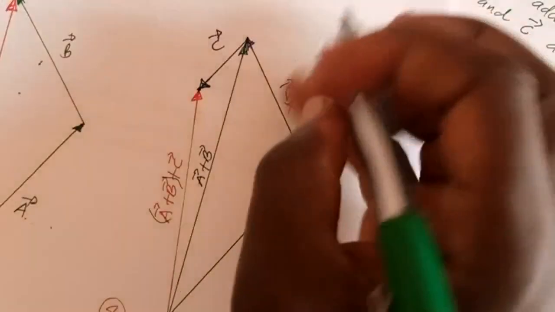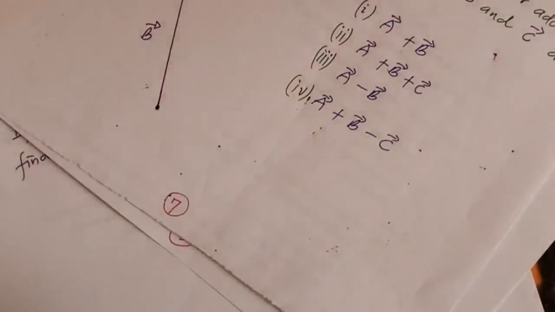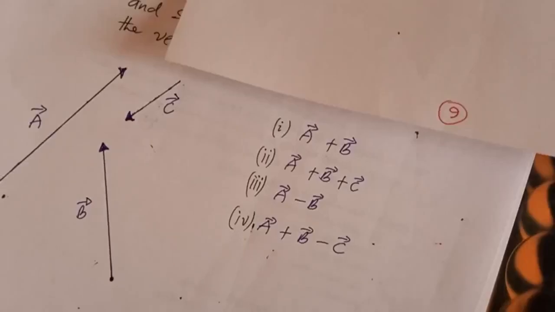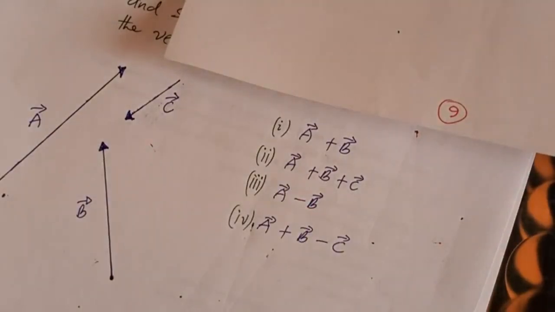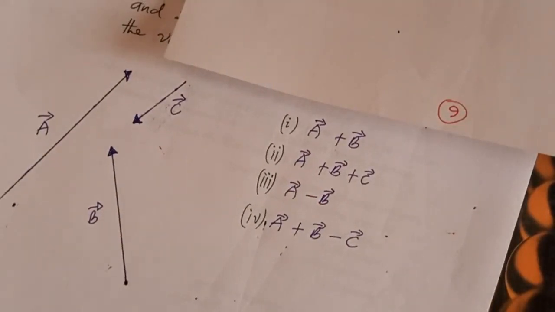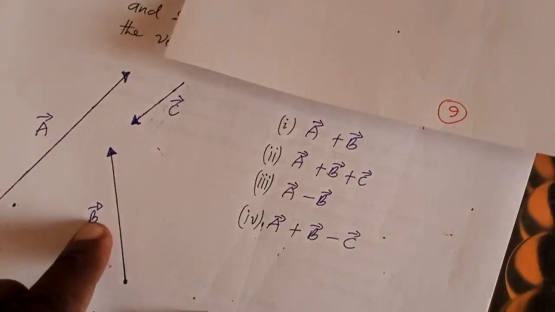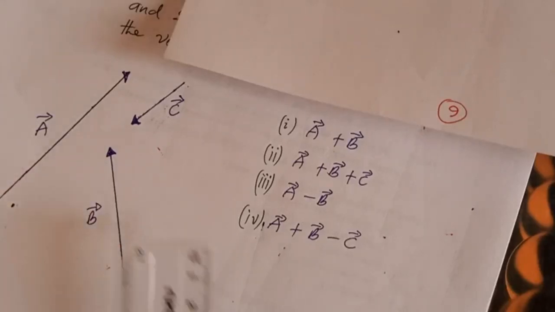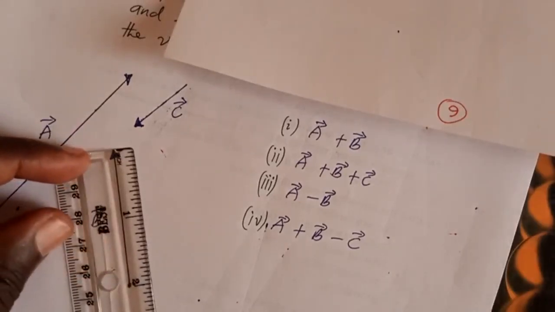Then we move on to, remember this is Roman number 2, we now move on to Roman number 3. In Roman number 3, it says we should subtract B from A. So what we will do is that we need another vector. You see this vector B, we need another vector that is minus B. So we are going to use it and not this vector B.